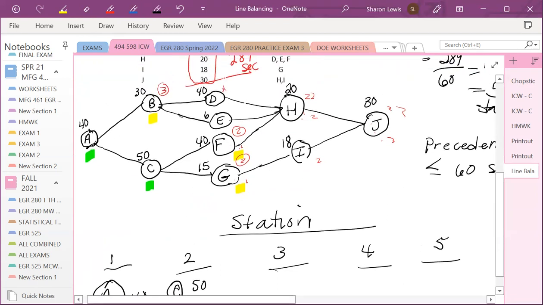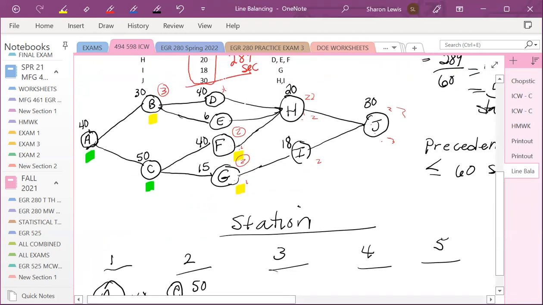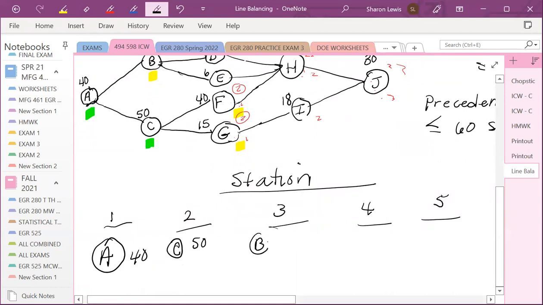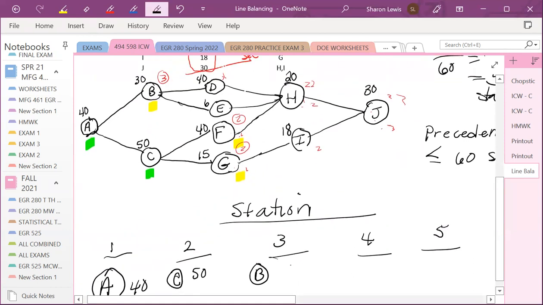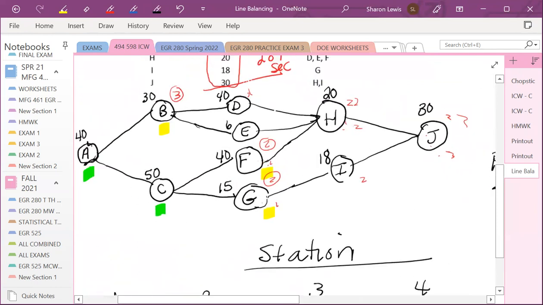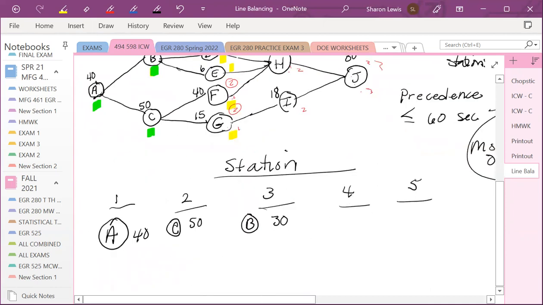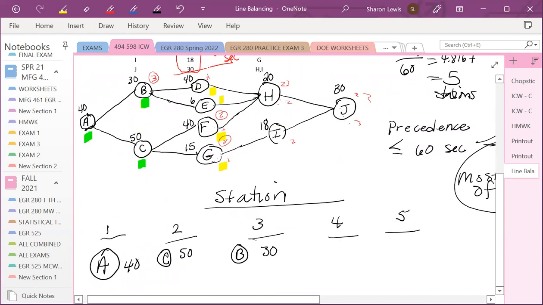Now let's go to station three and return to the most number of followers, and the most number is B. So I'm going to put B in station three, and B is 30 seconds. Let's tag B as entered and see if that opens up any more candidates. And yes, it does. D and E are now candidates. Now I have to decide which to go in. This is an example where we've got an awful lot of ties, don't we? I can look at D, and it has one, two to get to the end. E has one, two to get to the end. So we're tied again. All of them have two for the number of followers.